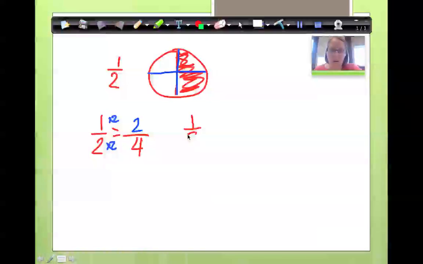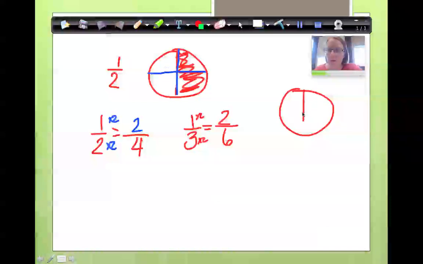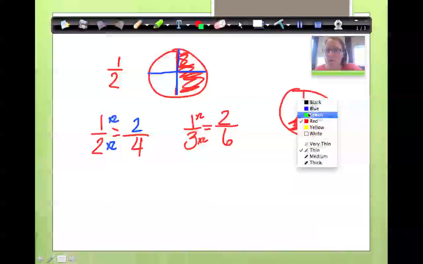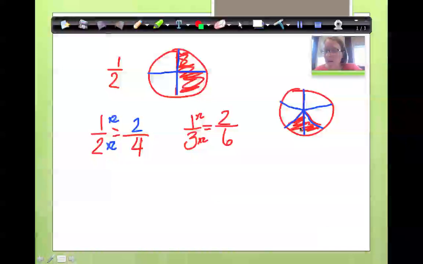What if we have 1/3? How many sixths would that be? Well, 3 times what gives me 6? 3 times 2, so if I multiplied this by 2, I would have 1 times 2, that would be 2. So 1/3 is the same as 2/6. Well, let's see. So here's my 1/3 right here. Now let's do it by sixths. Cut that one in half, cut that one in half, cut that one in half. And now I have 6. So how many sixths is 1/3? It is 2.